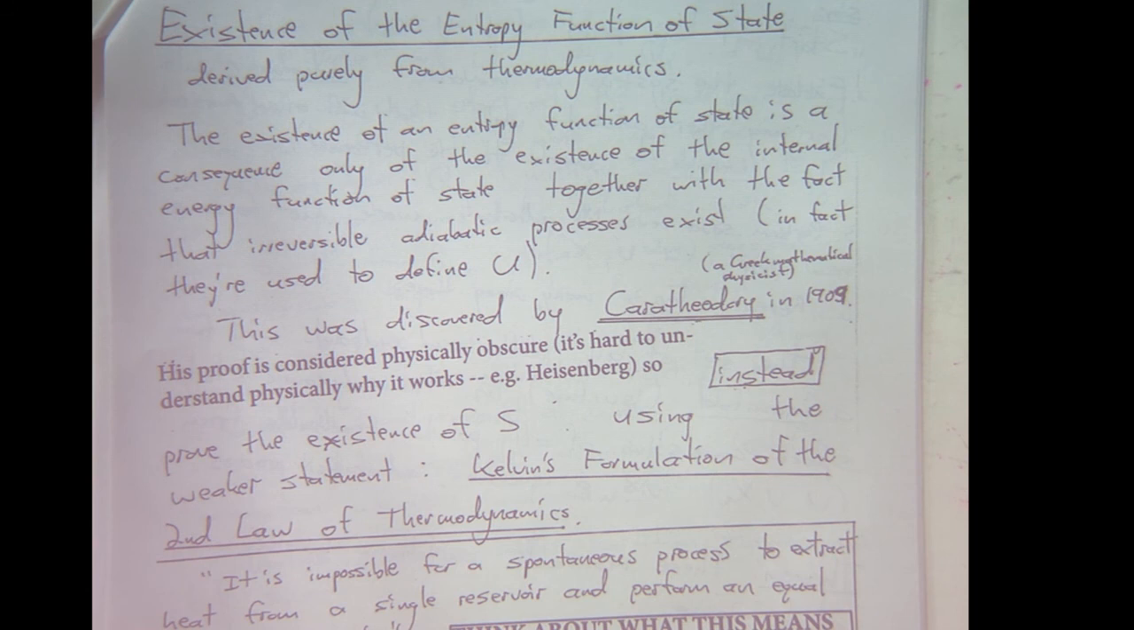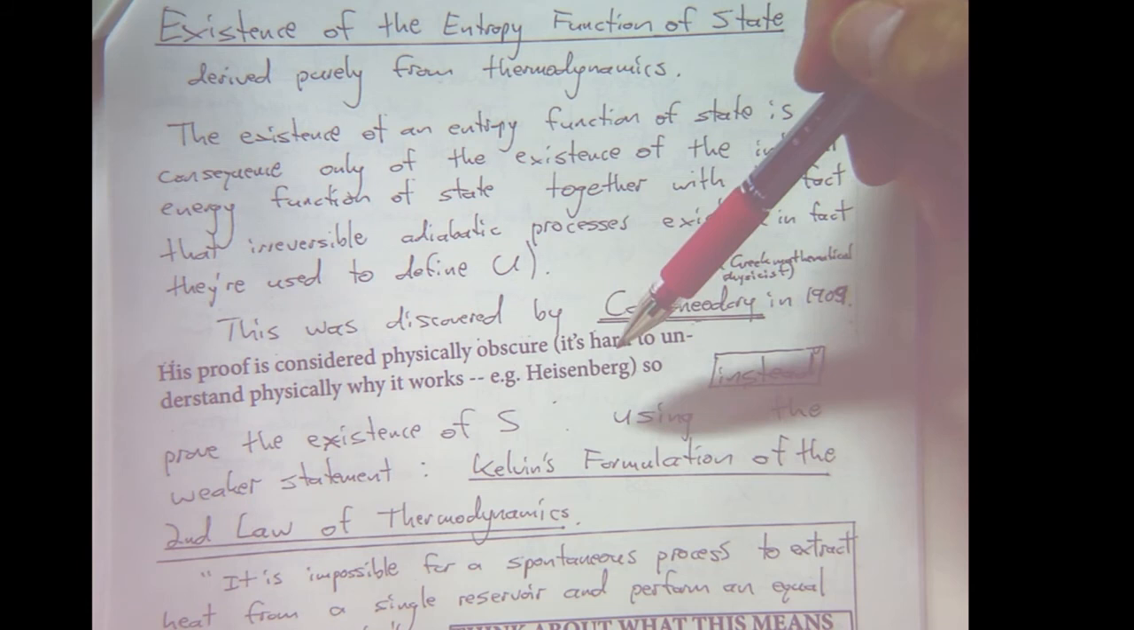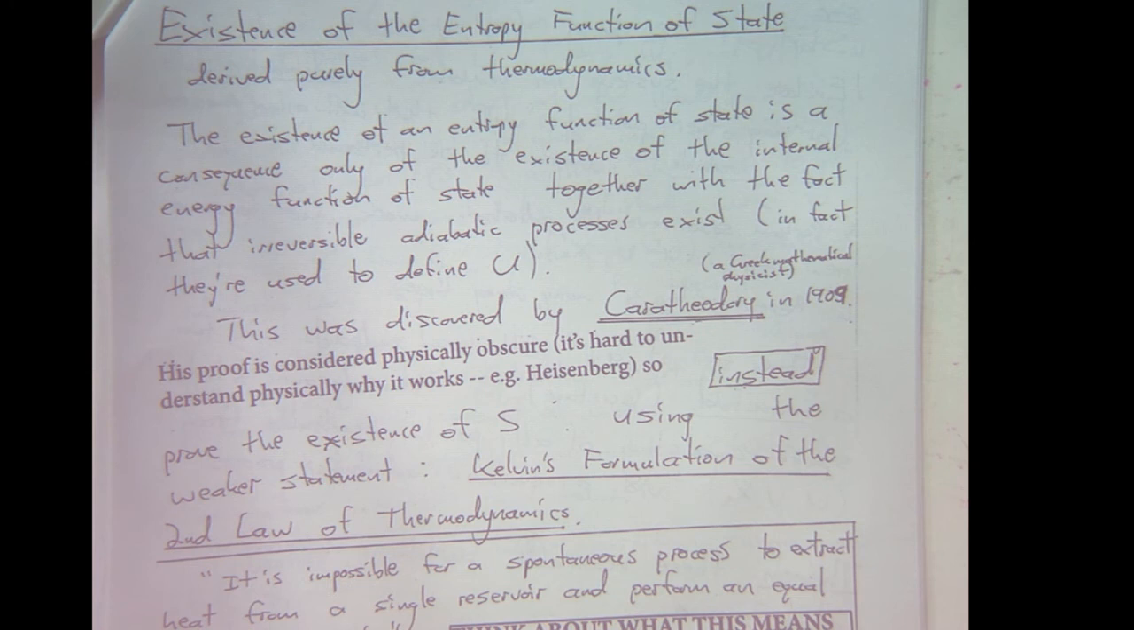But the thing is that because it's so enticing, many very famous physicists tried to understand physically why his mathematical approach worked, and no one could really understand it. People like Heisenberg looked at it, and it just seems to be obscure in terms of physics. Can't really understand. If anyone's interested, you can email me, and I can point you in a direction where you can read it. You can just Google it.